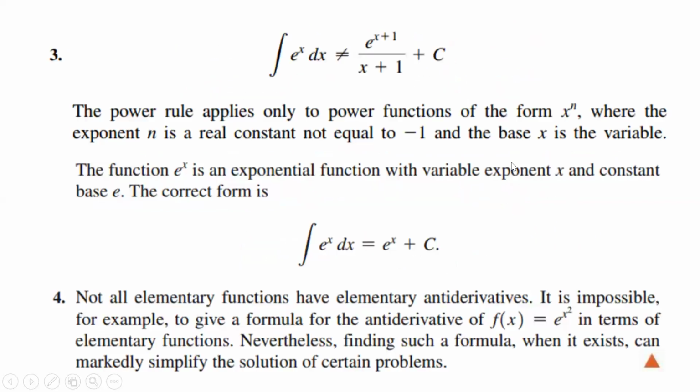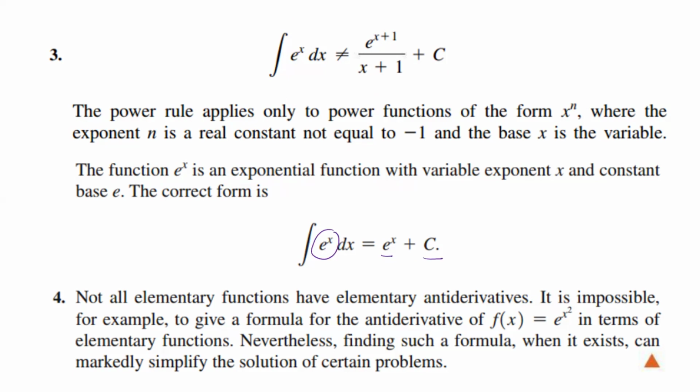Okay. All right. With this one, the power rule applies only to power functions in the form x to the n, where the exponent n is a real constant, but it can't be equal to negative one, and the base x is the variable. Now, the function e to the x is the exponential function with a variable exponent x and a constant base e. So you can't just say, okay, well, that's e to the x plus 1 over x plus 1. Remember, the integral of e to the x is e to the x, and then plus your constant.